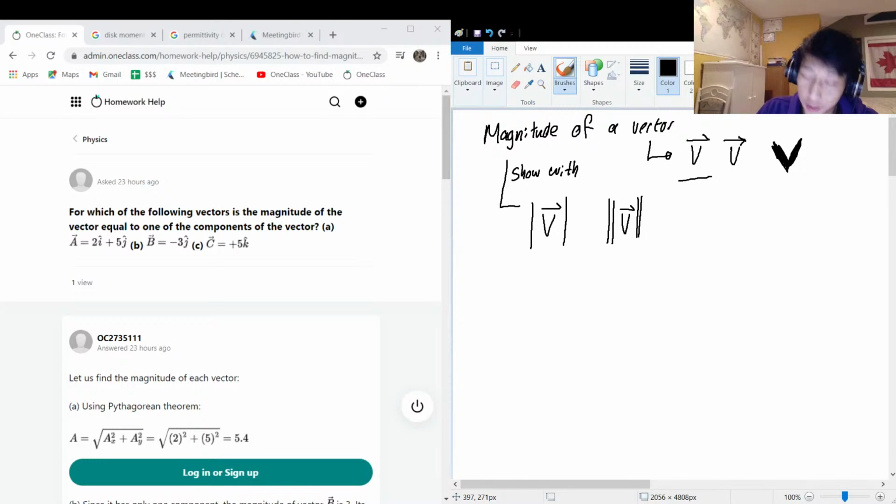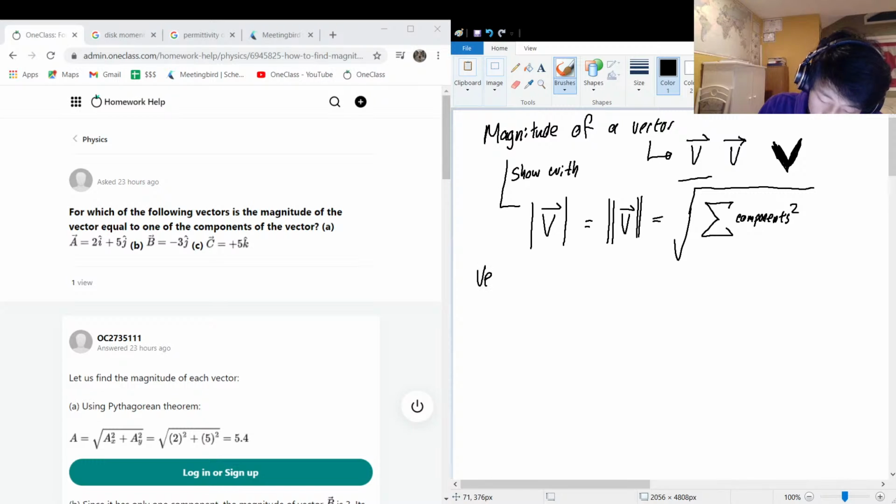Now, the formula to calculate this, those two are equal, is the square root of the sum of all components squared. So it really does have a similar type of vibe to Pythagoras' theorem. Very reminiscent of Pythagoras.